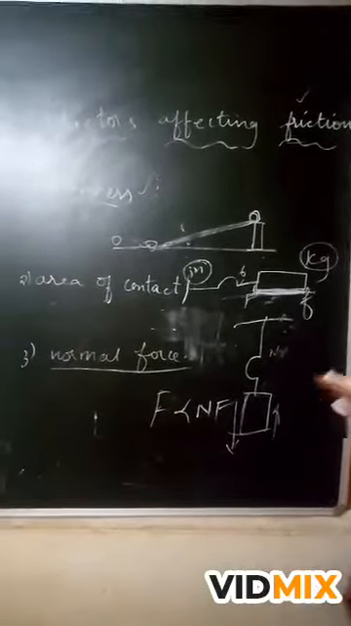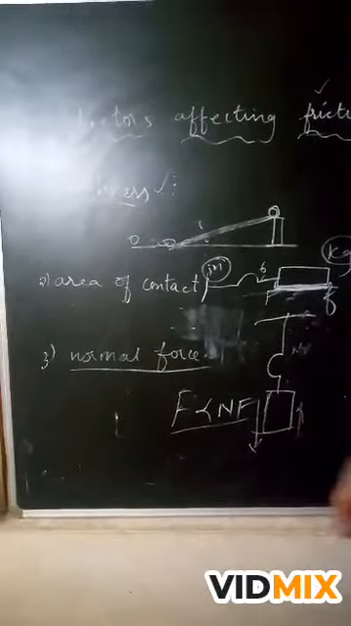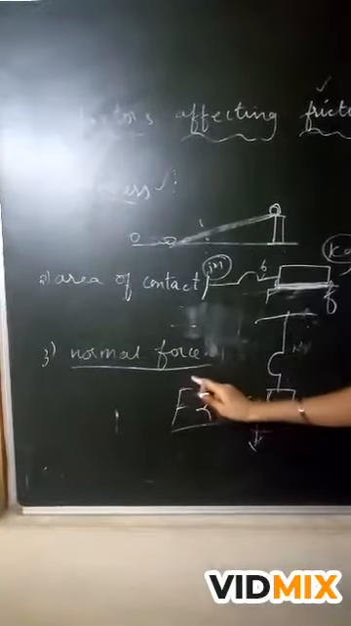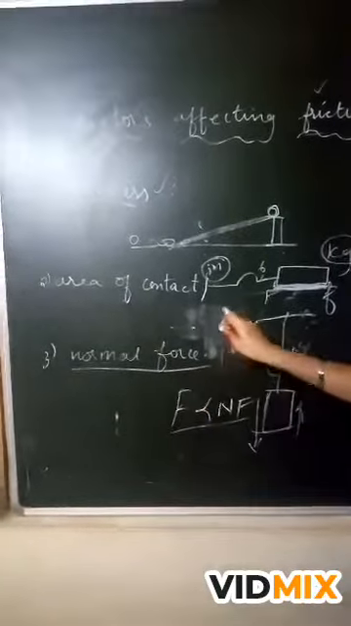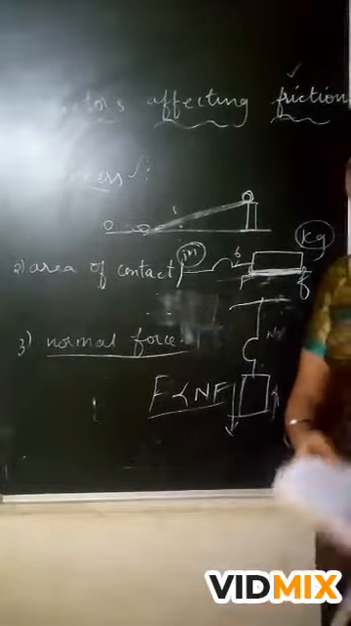The small f is directly proportional to normal force. Means here, the friction force acts upon the rough surface as well as normal force, but it is independent of area of contact.